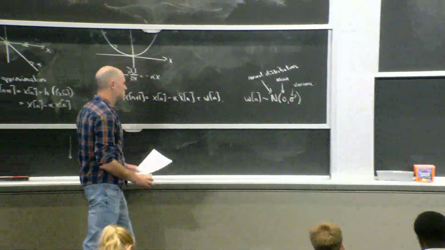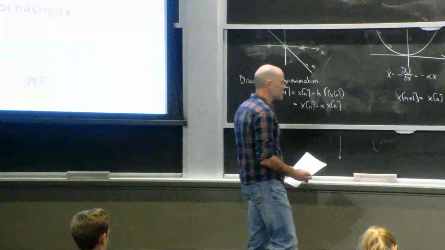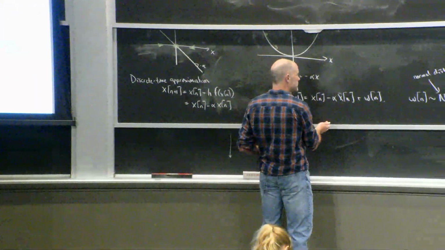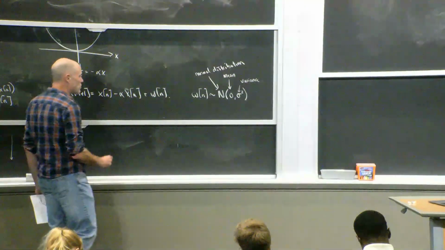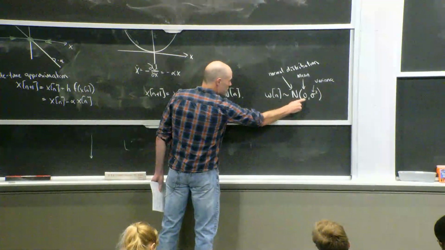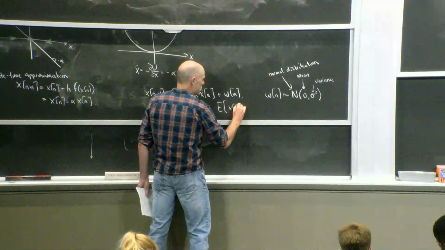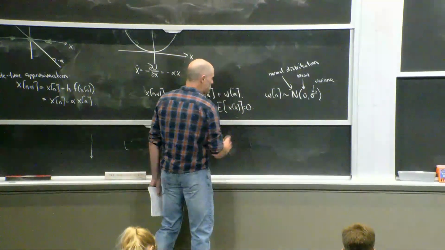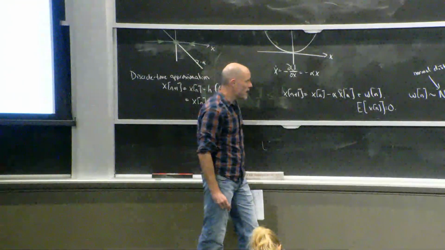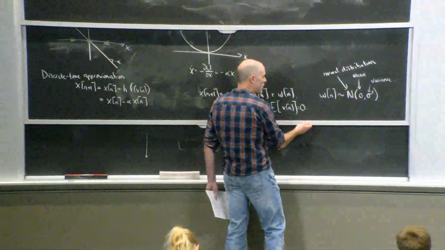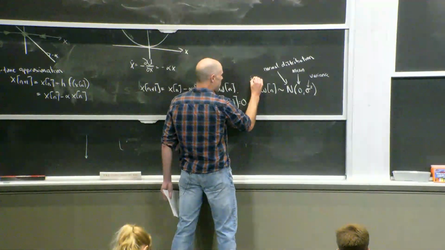Would be a perfectly reasonable sort of way to do that. And if I additionally impose that mean 0 means the expected value for x_n equals 0. That's just the mean 0. And I can additionally call this an IID process. Okay, IID.